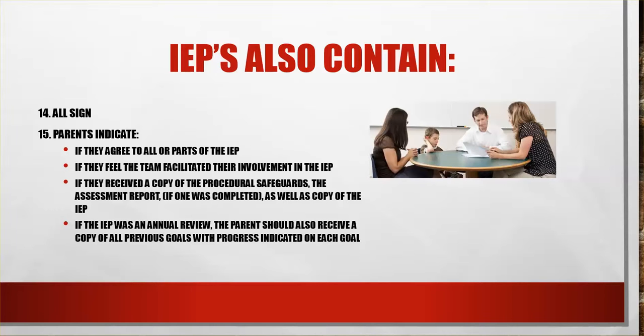Number 15, parents also indicate if they agree to all or parts of the IEP, if they feel the team facilitated their involvement in the IEP, if they received a copy of the procedural safeguards, the assessment report if one was completed, as well as a copy of the IEP. If the IEP was an annual review, the parent should also receive a copy of all previous goals with progress indicated on each goal.